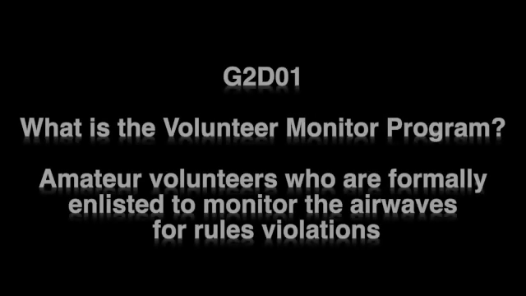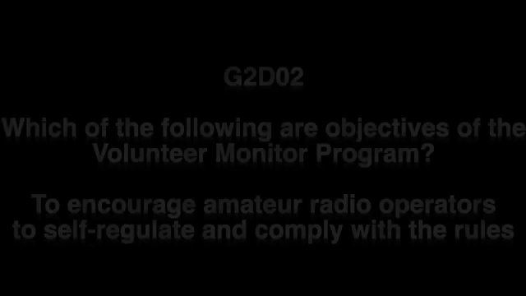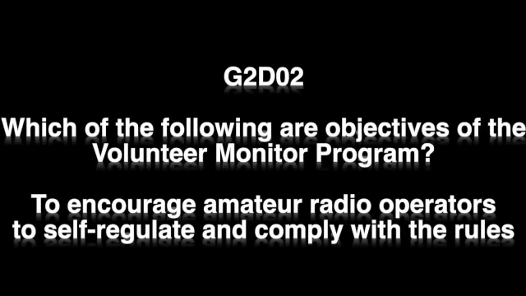Group G2D: Volunteer Monitor Program, HF operations. G2D01. What is the Volunteer Monitor Program? Amateur volunteers who are formally enlisted to monitor the airwaves for rules violations. G2D02. Which of the following are objectives of the Volunteer Monitor Program? To encourage amateur radio operators to self-regulate and comply with the rules.